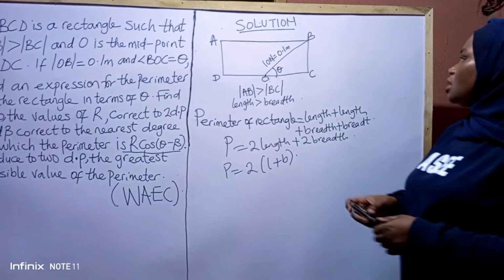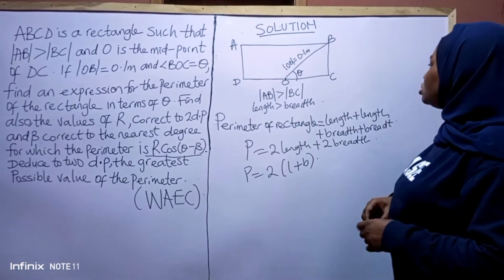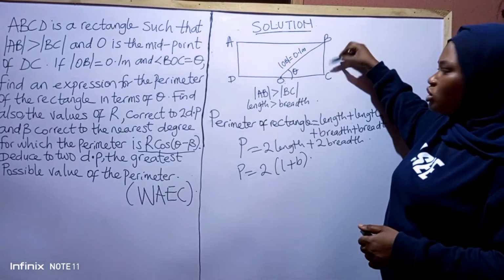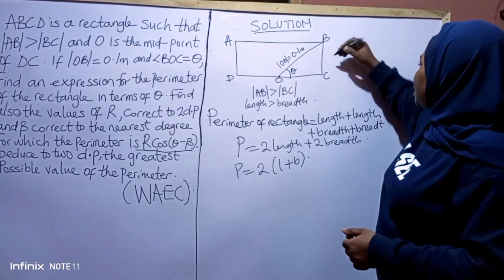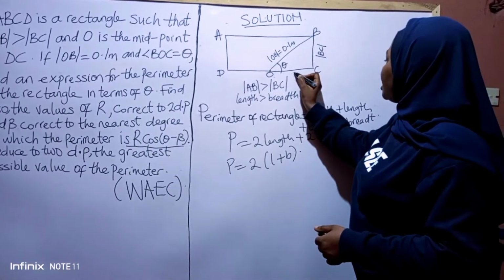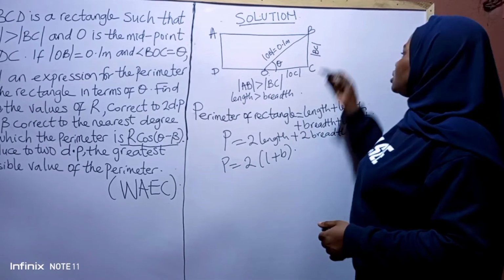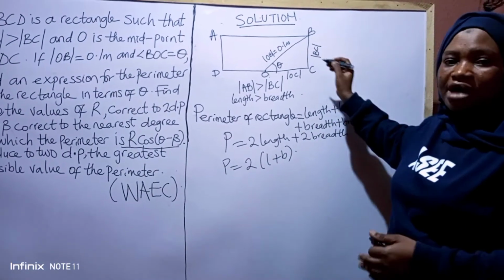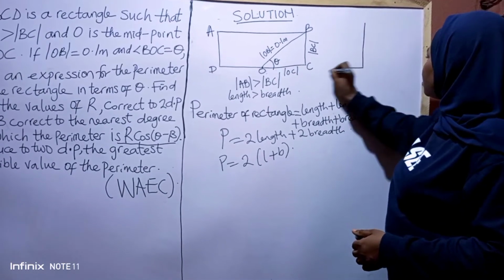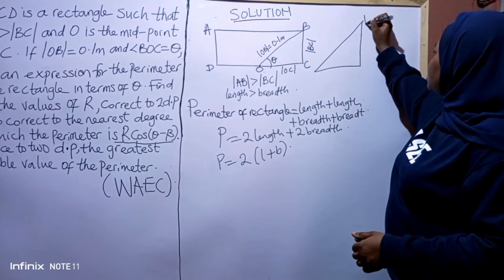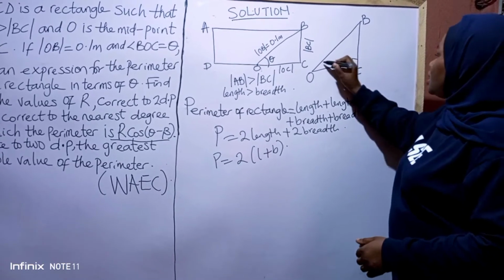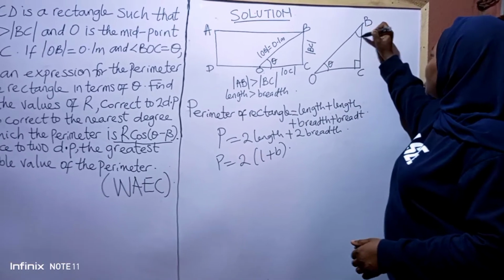Now from here, the next thing we need to do is find the breadth and find the length. So this is line CB or BC, and here is line OC. You can see that this has formed a right angle triangle. So let's draw it out. This is B, this is O, and this is C. This is 90 degrees. Here is theta. So this angle will be beta.